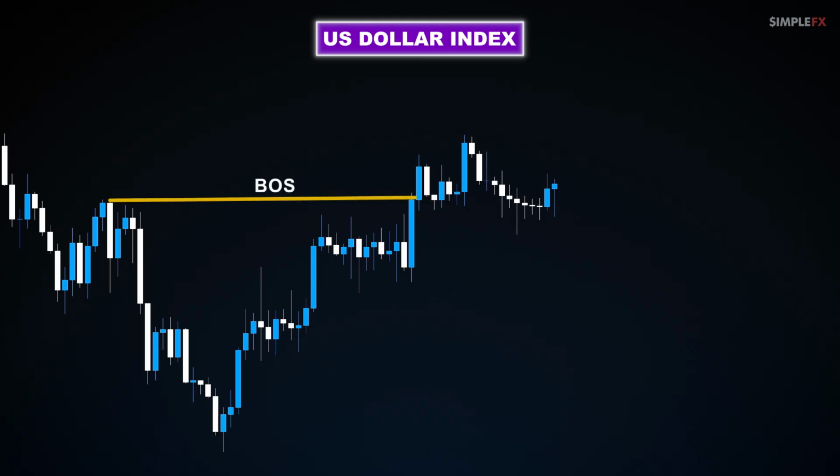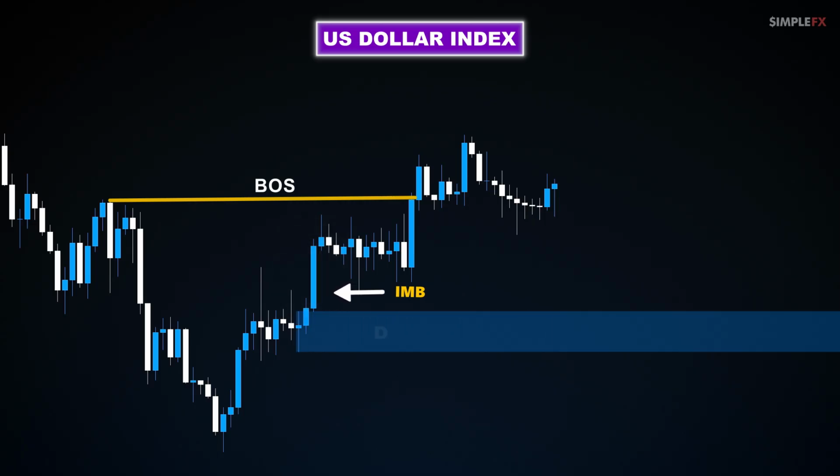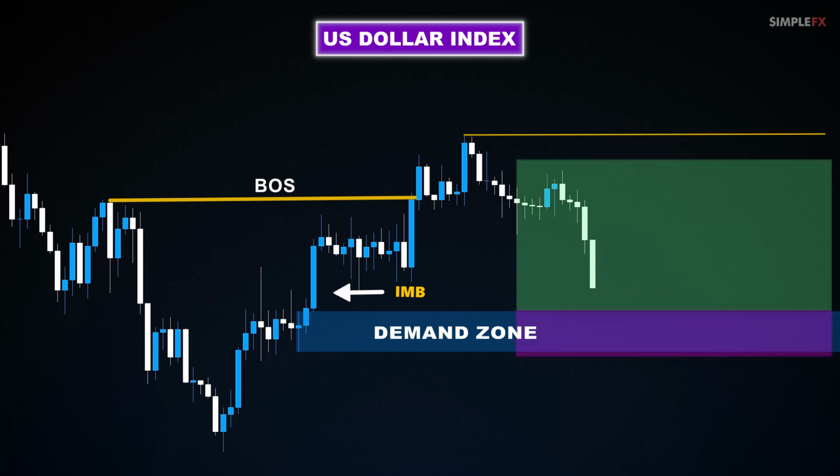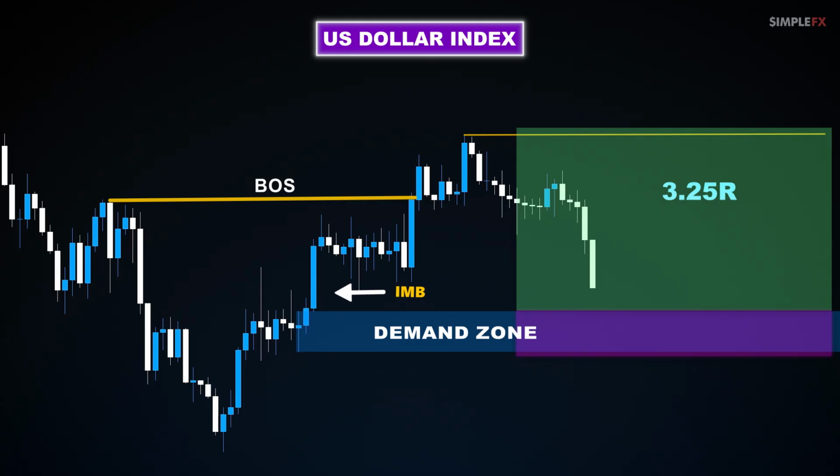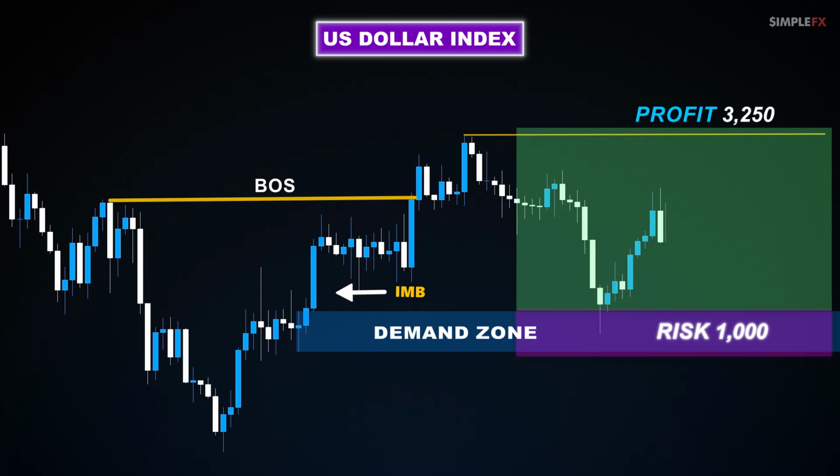Price broke higher, leaving a small gap behind. That's called an imbalance. Just below that gap, there's a demand zone. That's the area where buyers are likely waiting. The plan is simple. Buy from that demand zone, put the stop just under the low, and aim for the next high. This trade offers about 3.25R. If you risk $1,000, you could make around $3,250. And this one plays out nicely. Price touches the zone and then shoots up. Same idea, different asset, different time frame.